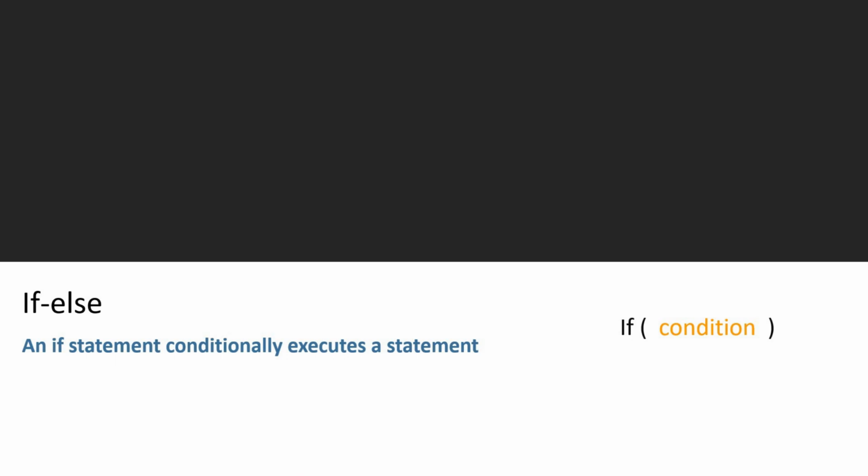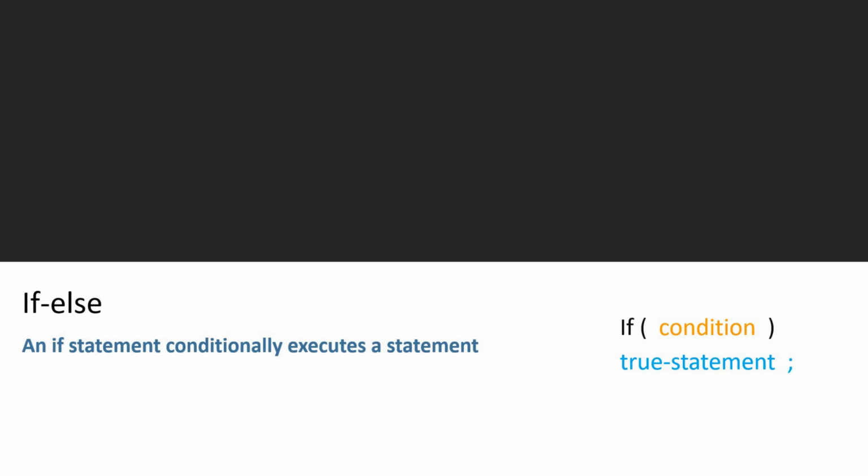One of the most common ways we include conditional logic in our applications is by using an if-else. Basically, Java has an if statement that allows us to conditionally execute another statement. The way we do that is we use the if keyword, and when we provide the condition, we need to place that condition within parentheses, and then we provide the statement we want to run if that condition is true.